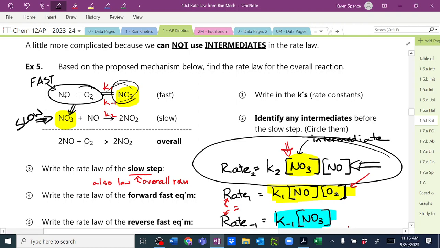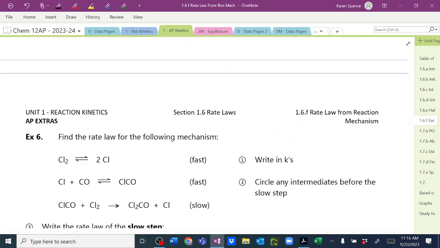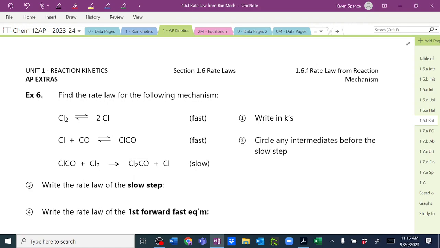So I would say, what do I need to get NO3? I need one NO and one O2. So instead of NO3, I would have the concentration of NO times the concentration of O2, that's my NO3, times the concentration of NO, and then rate equals NO squared times O2. It doesn't work all the time though, and my brain is not big enough to know why. I think I knew why at one point, but I have forgotten. So if you want to take a risk on it, let's take another example here and see if it works.